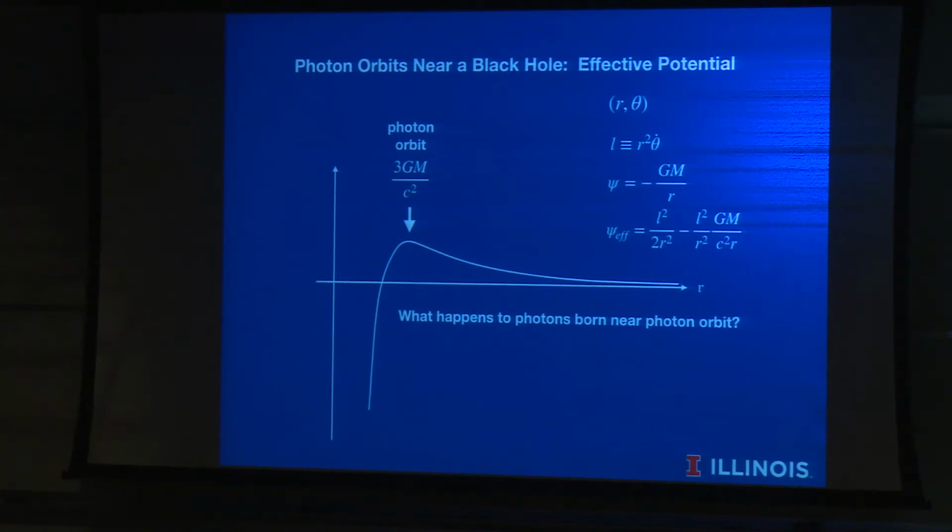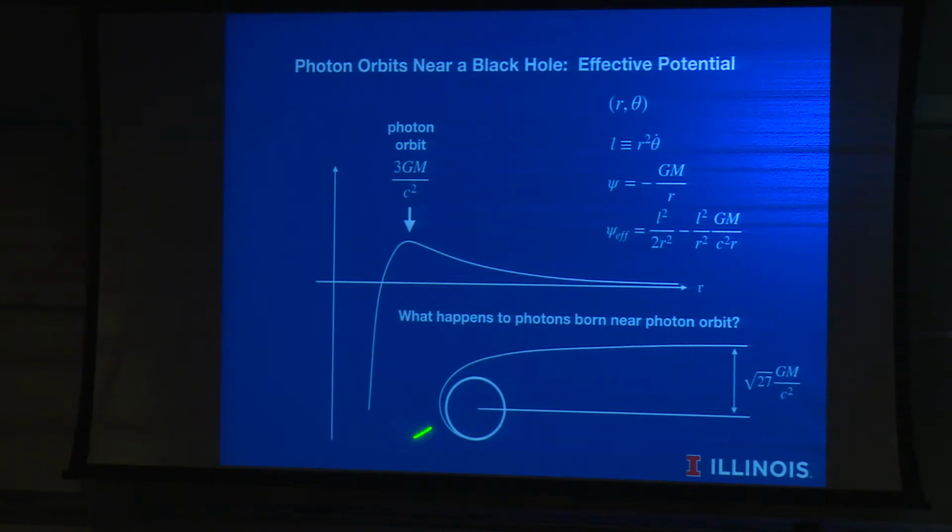Well, let me anticipate this a little bit. We're born near the photon orbit. Let's imagine that we're just a little bit outside, so we make several circuits around the black hole and then roll away toward large distance. Those trajectories look something like this. So here the photon is born somewhere in here and then circulates around the hole.